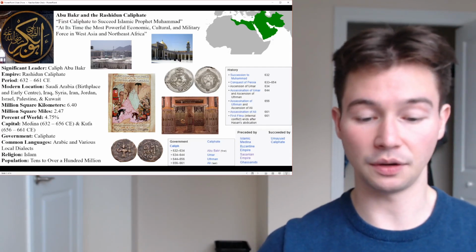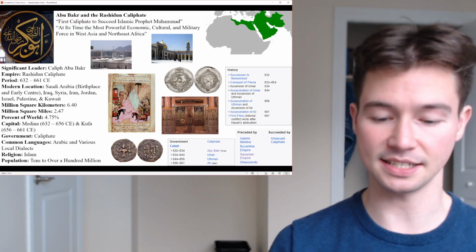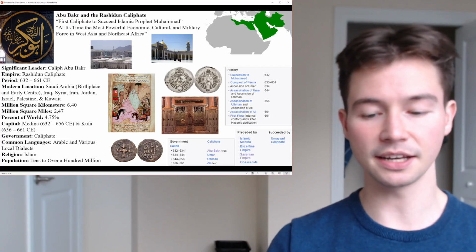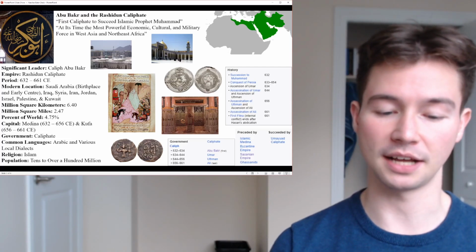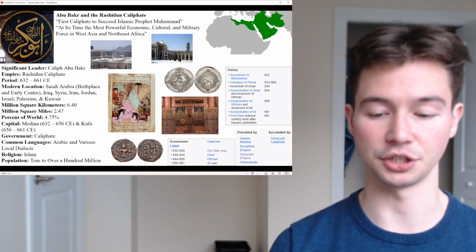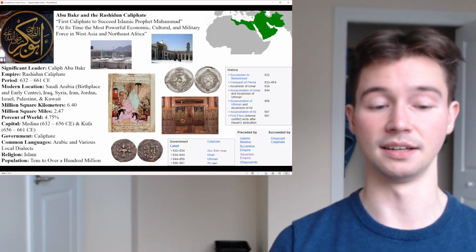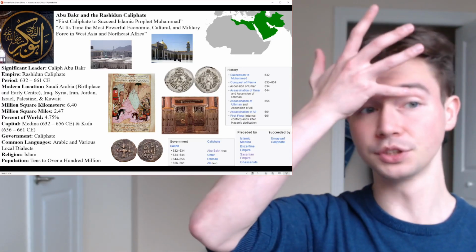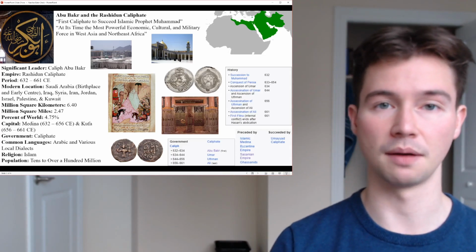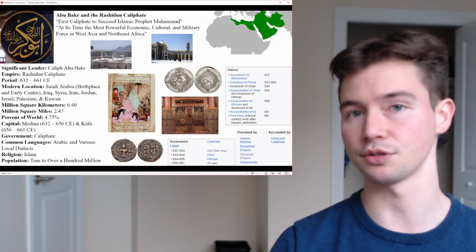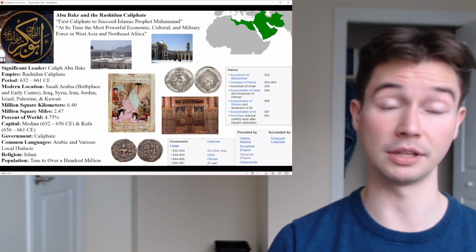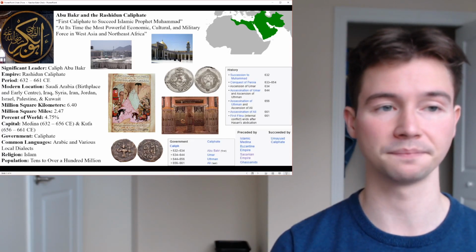While the Rashidun Caliphate witnessed remarkable military successes, its later years were marked by internal strife and political challenges that eventually contributed to its transformation into the Umayyad Caliphate, which we will cover. So very, very important empire for religious history, but also history of the world. It's maybe the largest empire we've covered also so far.